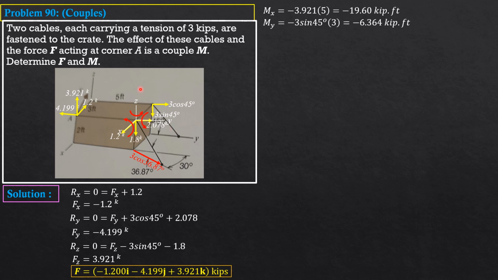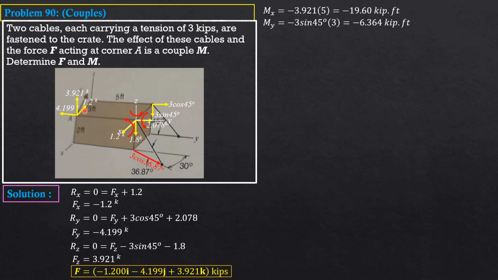Then moment about the z-axis, this is the positive sense. All these three are not involved. Vertical forces not involved. 4.199 passes through the z-axis, not involved. So there are two forces that must be considered, 1.2 and 3 cosine 45. All these produce negative moment because this is the positive sense and the moment of 1.2 is in that sense, so negative. The moment of 3 cosine 45 is also in that sense, negative.